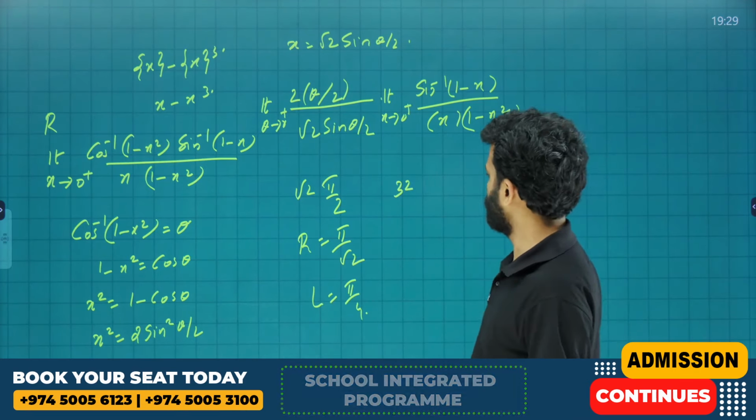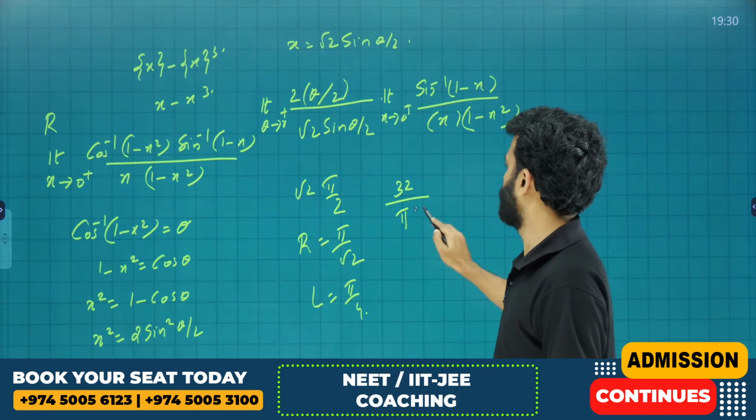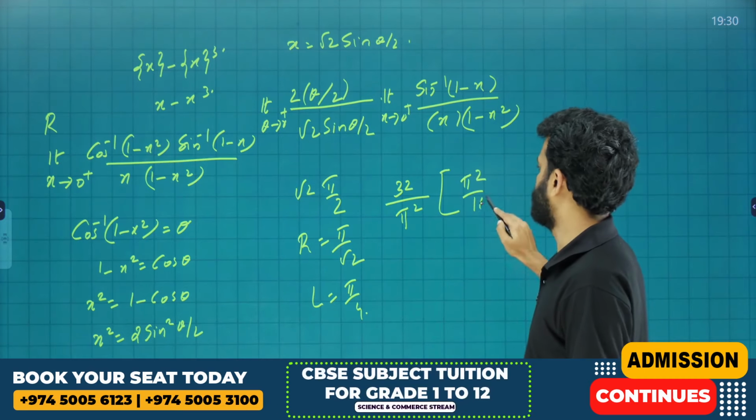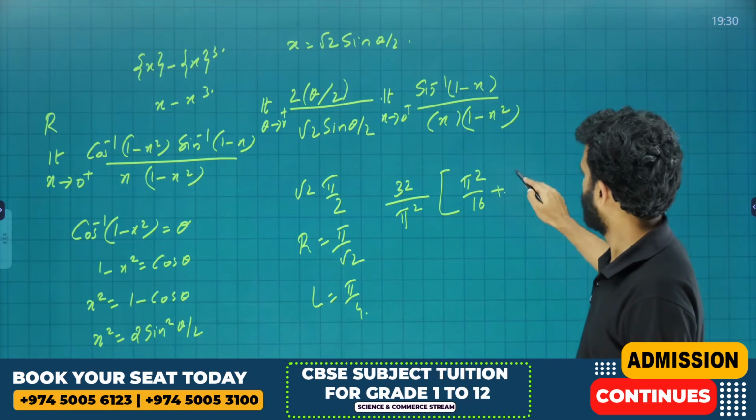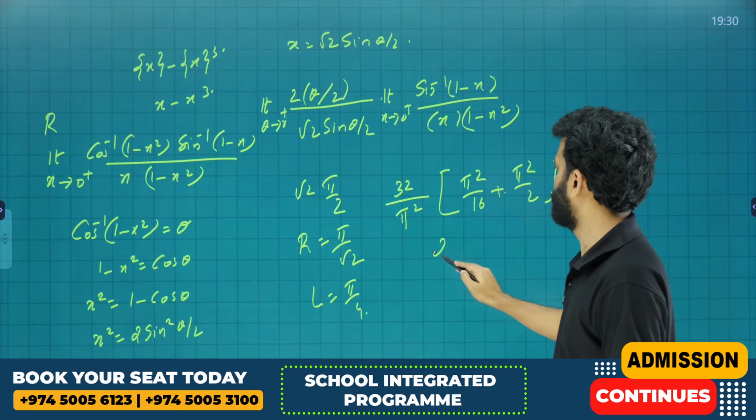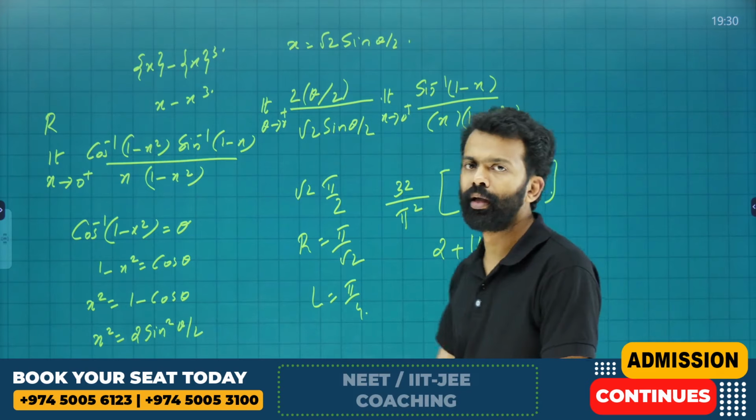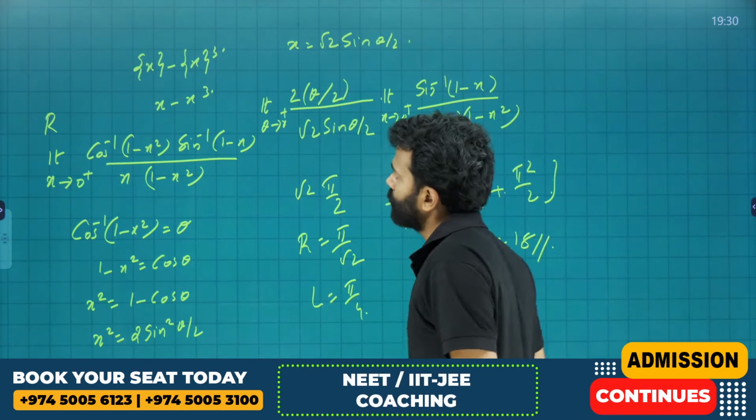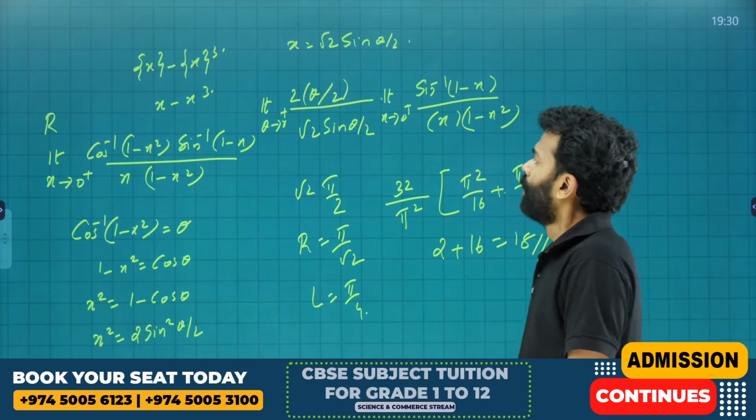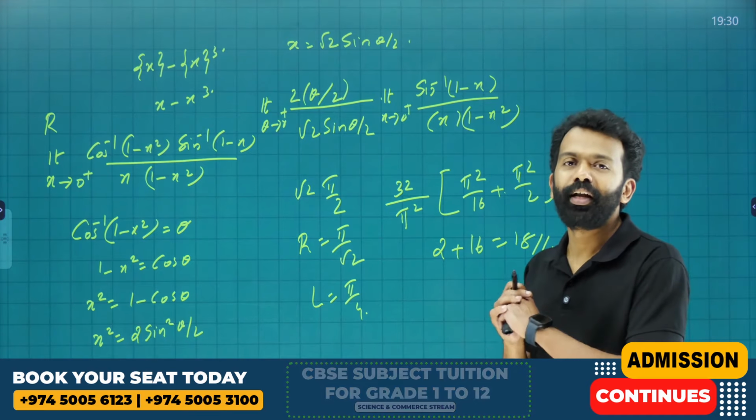You need to find 32 by pi square into L square plus r square. 32 by pi square into, L square is pi square by 16, plus r square is pi square by 2. Therefore pi square would cancel. This becomes 2, and this becomes 16. So the final answer is 18. A slightly tricky question, and if you formulate it well, you will get the correct answer. Okay, that's it. Let's move to the next question.